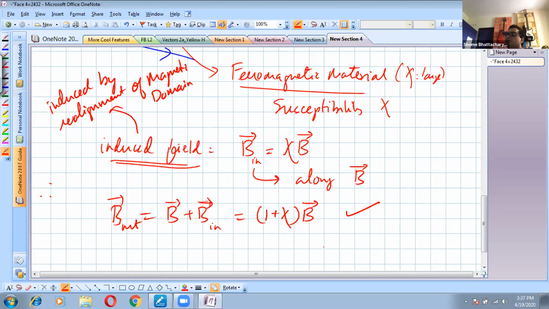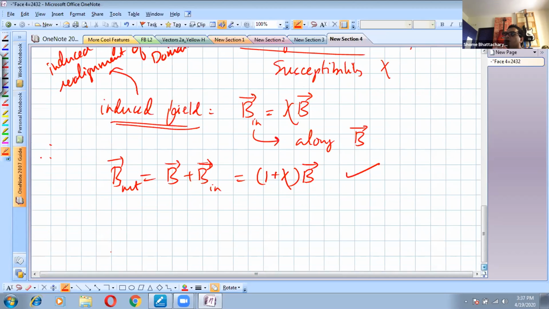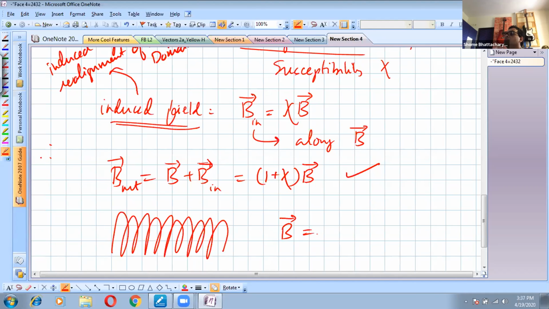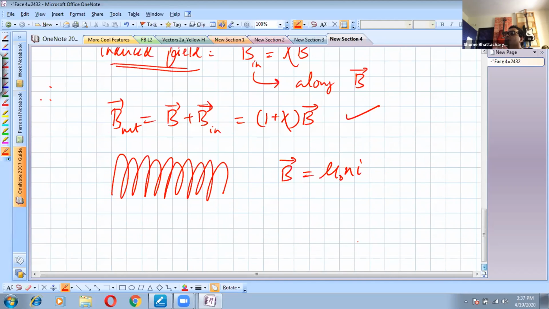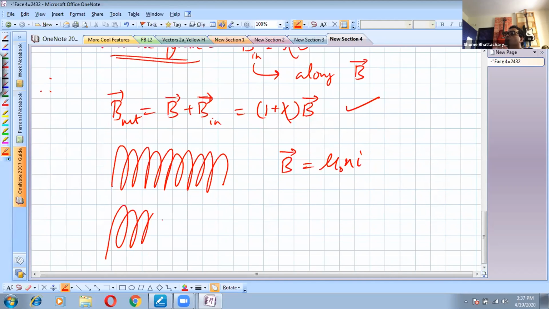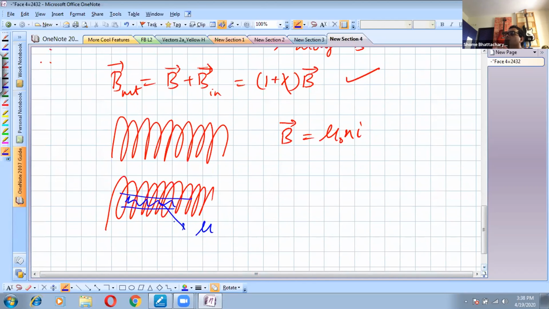So this is the concept that we are using now. If for example we have a solenoid, and there is nothing in the core of the solenoid, then we know that the magnetic field at the core of the solenoid is just mu naught N i. But if we put some magnetized material in the core of the solenoid, like a soft iron core, and this has a relative permeability of mu r.